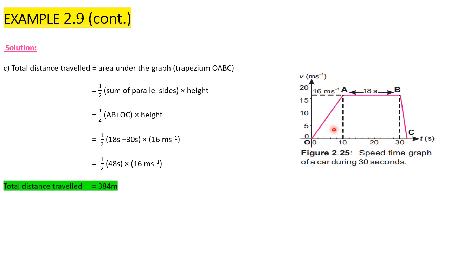There is one more point, that the height is 16 meter per second. As you can see clearly, the body has reached the maximum point along the velocity axis, which is 16 meter per second. So the total height of this trapezium is 16 meter per second.